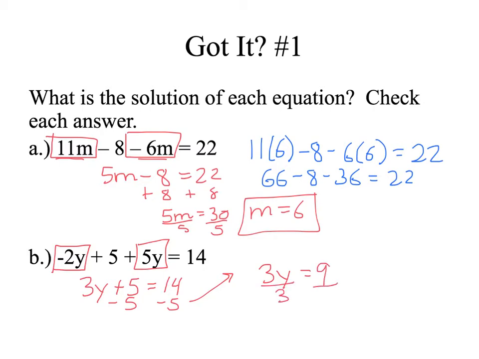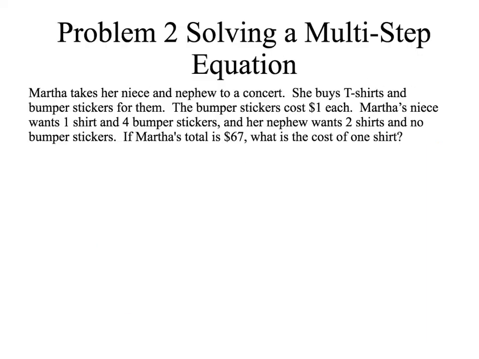Divide both sides by 3. And I have y equals 3. So your answer for part B is y equals 3. And if you wanted to check your answer, you could always plug 3 back in. If you have extra time on your tests, I would encourage you, if you get y equals 3, to plug it back in, because then you're going to know whether you're right or you're wrong. If both sides, when you plug 3 back in, you get 14, then obviously you know you have the right answer.